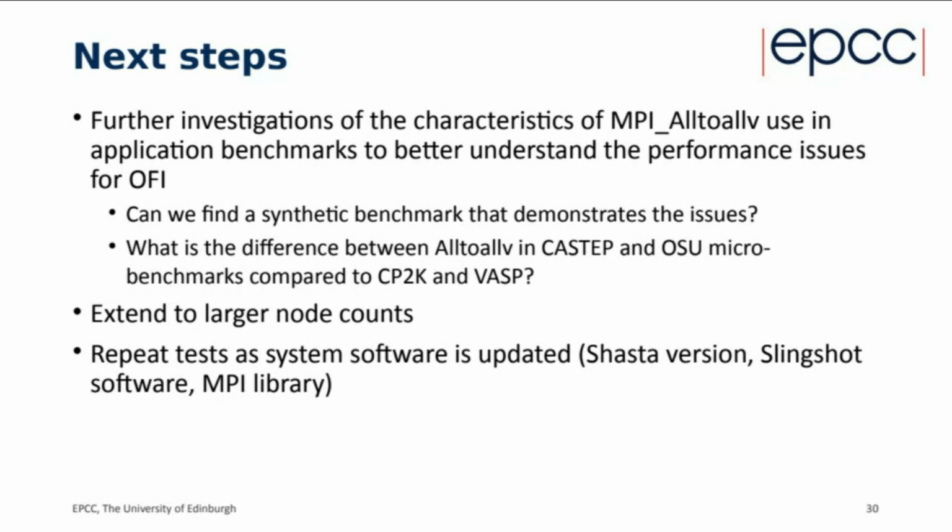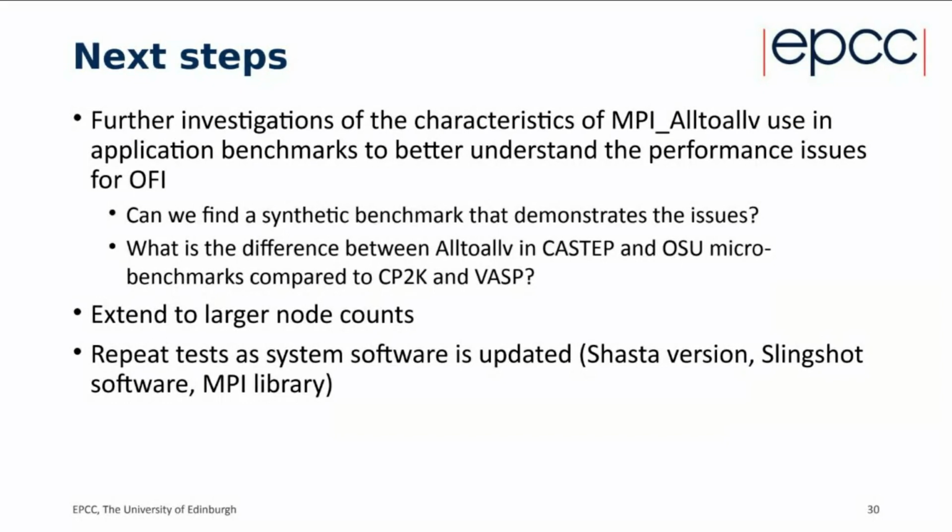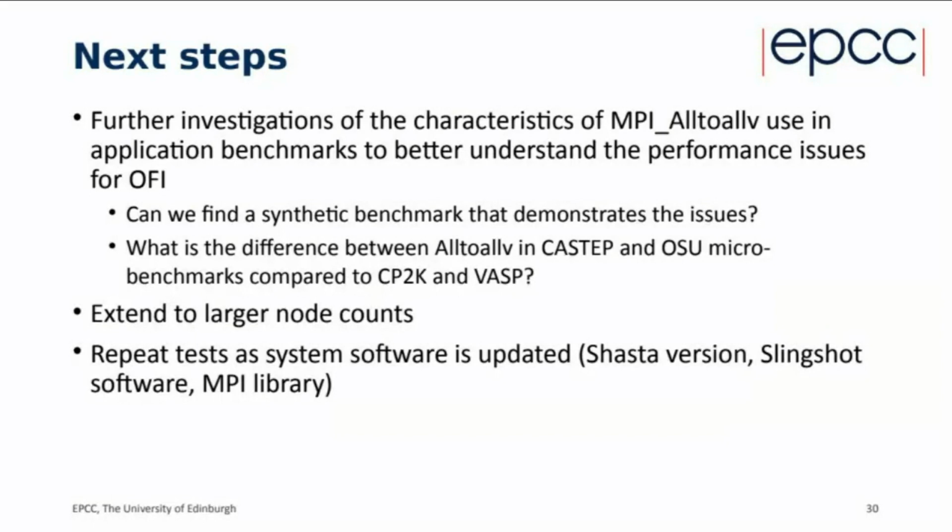And having this data, we can use it as a baseline for when software is updated. As the Shasta version of the OS is updated, as the Slingshot software is updated, and new versions of the MPI libraries become available, we can retest and see how things change. We haven't had a huge jump in terms of software available on the system since we ran these tests, though there is a newer CPE, so a newer MPI library is available for us to repeat the test, which we haven't done yet. But there may be more improvements further down the line that we need to test out.